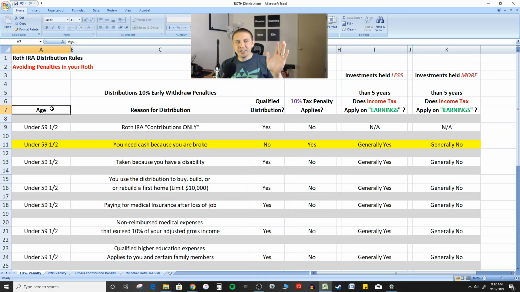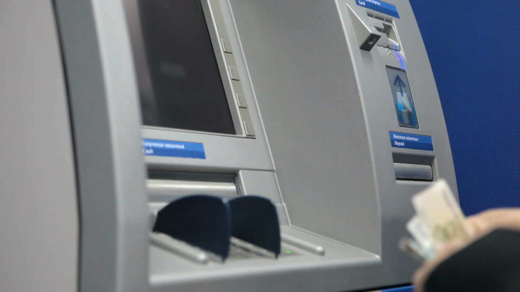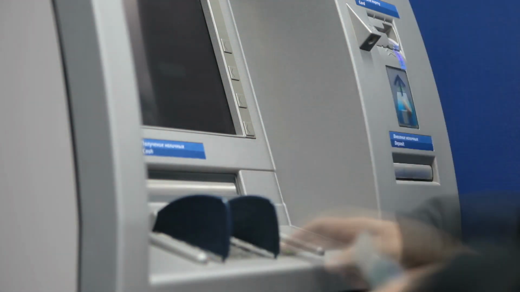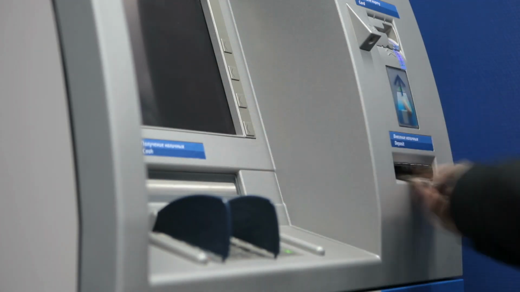With the spreadsheet, you're going to see I've designed it by age, the reason for distribution, whether or not it's a qualified distribution, which we're about to talk about right now, if the 10% tax penalty applies, if income tax will apply on your earnings when you take the distribution, and if income tax will not apply on the earnings when you take the distribution. Now, penalties for Roth IRAs generally come into play when you actually do take money out of the account. That's when more or less you're going to be subject to one of these penalties, unless there's other special circumstances, which we're going to talk about later in the video.